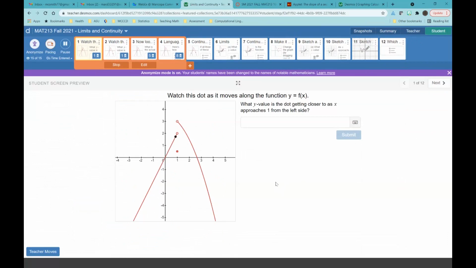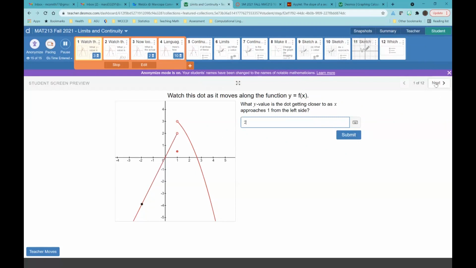It says watch the dot as it moves along the function y equals f of x. Yeah, I can see it. You can see it? Okay. And you can see as it's moving close to x equals 1, it's getting closer to y equals 2. Now notice there's an open circle in the graph there, so it doesn't actually ever equal y equals 2 here. But I can say as the dot is getting closer to x equals 1 from the left, this is approaching 2, y equals 2. Everybody see that?